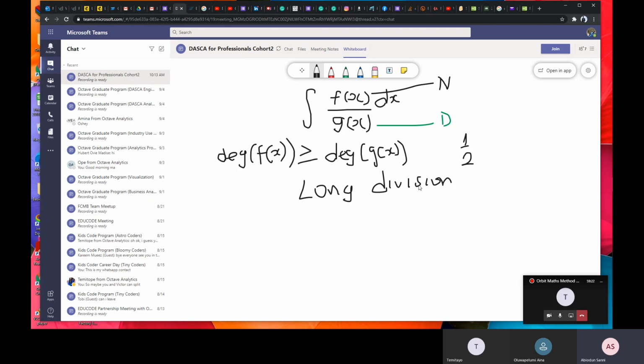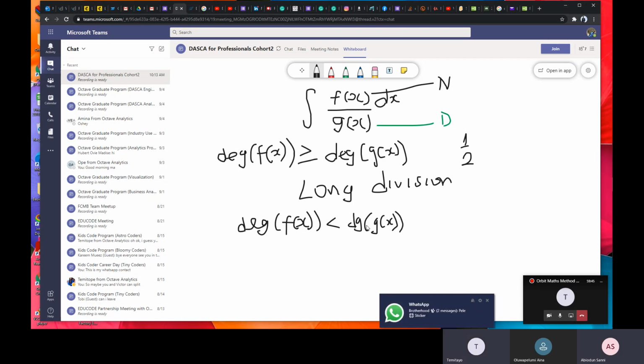not satisfied. So if step 1 is not satisfied, what does it mean? It means that the degree of f of x is actually less than the degree of g of x, right? Yeah. So if this is the case, proceed to step 2.